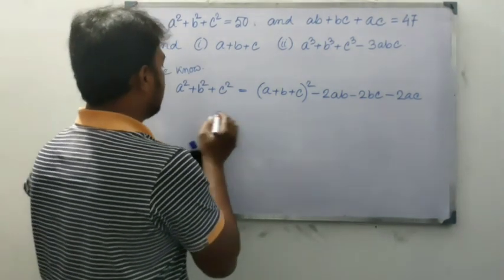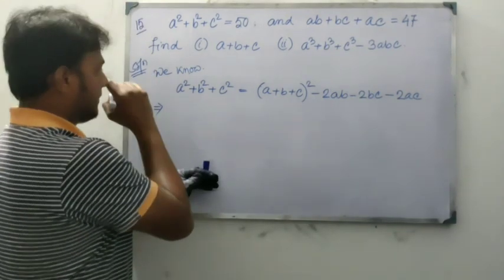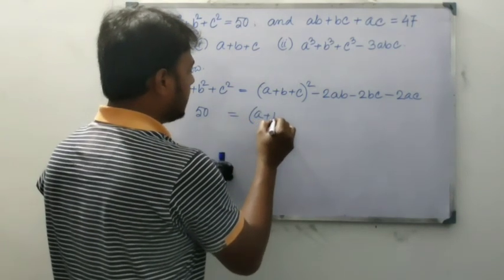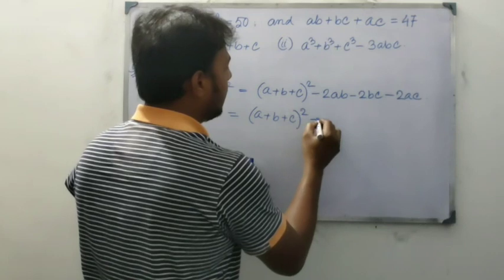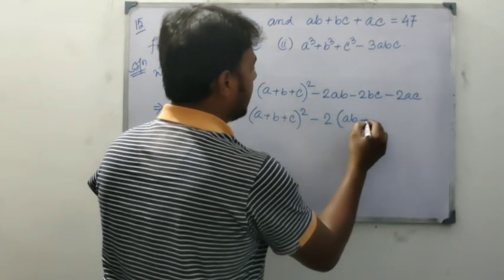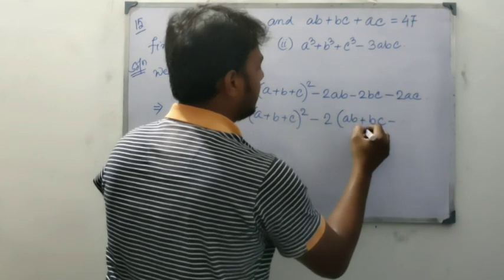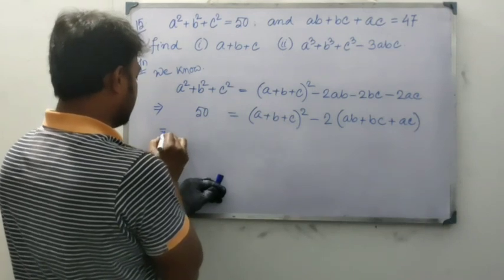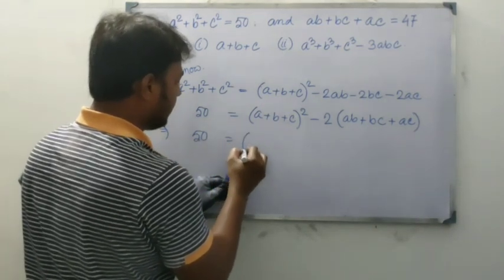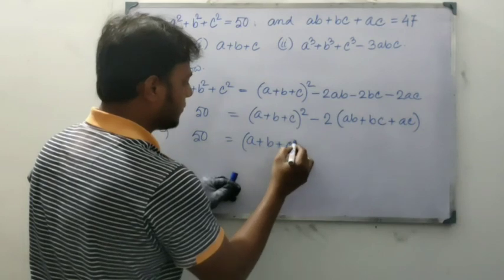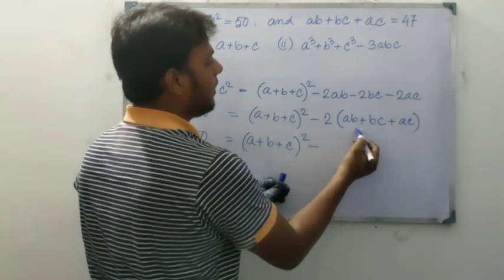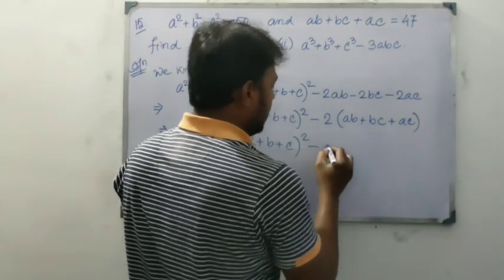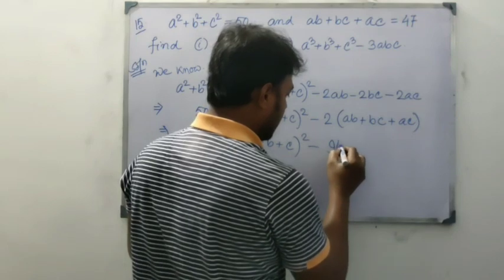So we first put the values. What is given? a square plus b square plus c square is 50, and our target is to compute a plus b plus c, so keep that unchanged. If we take minus 2 common, it becomes minus 2 times (ab plus bc plus ac). Now put the value of ab plus bc plus ac, and it becomes 50 equals (a plus b plus c) whole square minus 2 into 47. So 47 into 2 means 94.